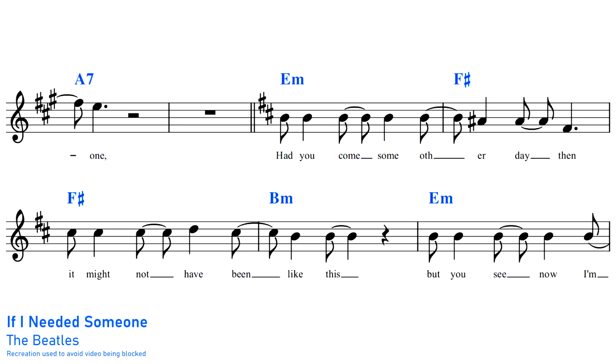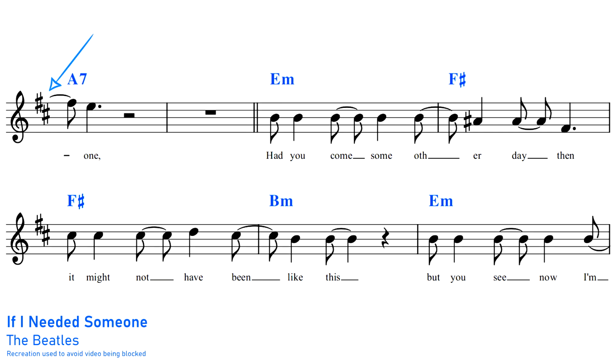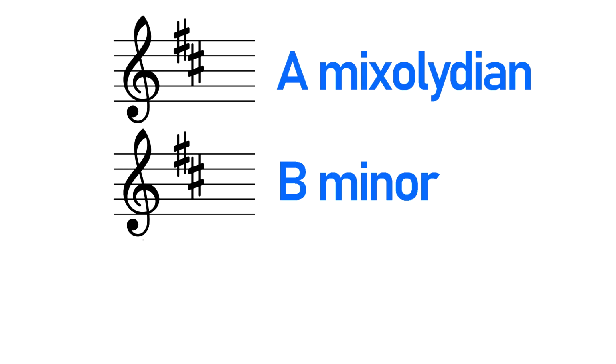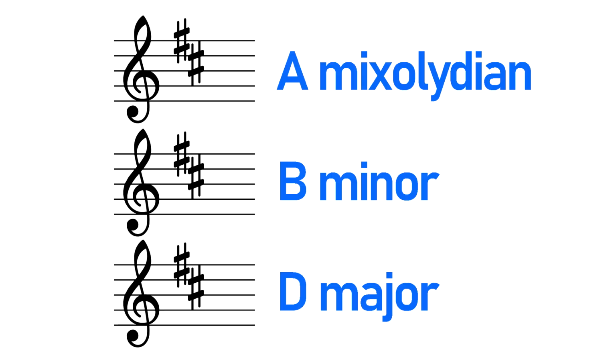In fact, although I've used a change in key signature here to show where the shifting key is, it would probably make more sense just to transcribe this whole song with a 2-sharp key signature, a D major key signature, as both A mixolydian and B minor are modes of D major.